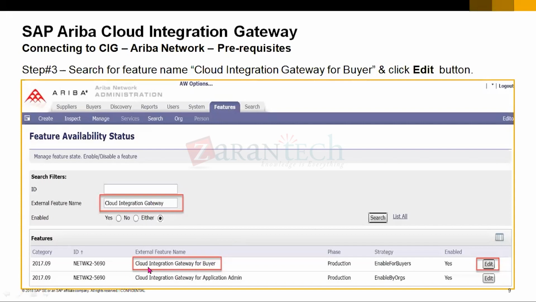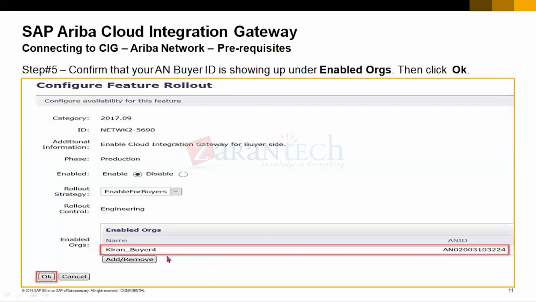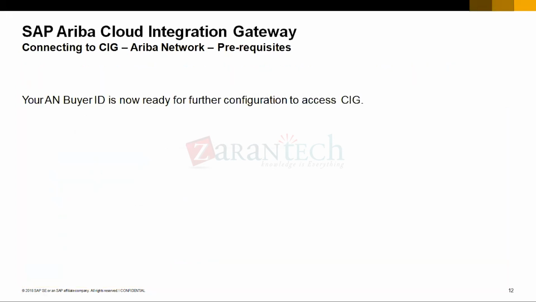Once you find the cloud integration gateway for buyer, for customer, they have to click on edit. Once they click on edit, they will add the customer NID here. For whichever customer they want to enable the CIG component, that customer NID they need to add here. Once it gets selected, they have to click on save, which means this NID is added for your cloud integration gateway component. Okay, so like this they are going to enable the CIG from the Ariba network point of view.